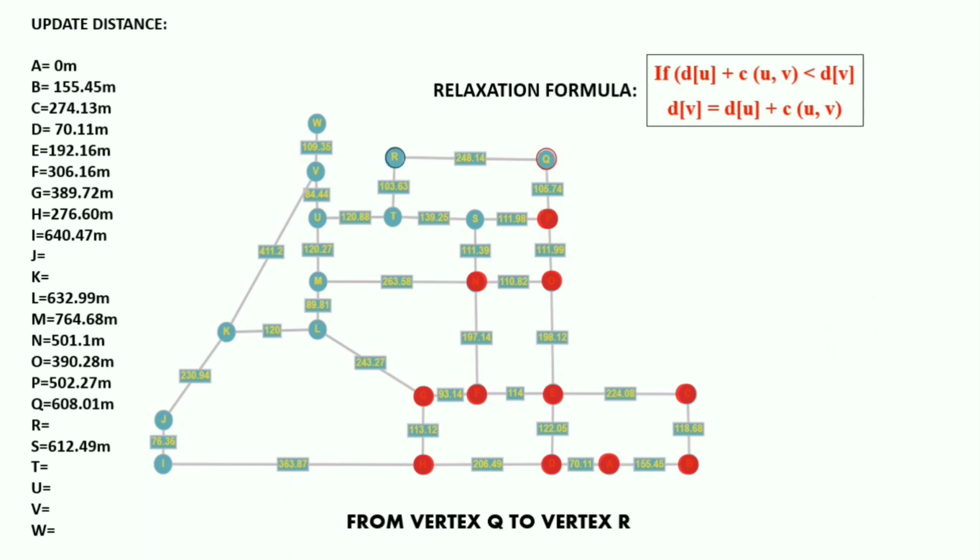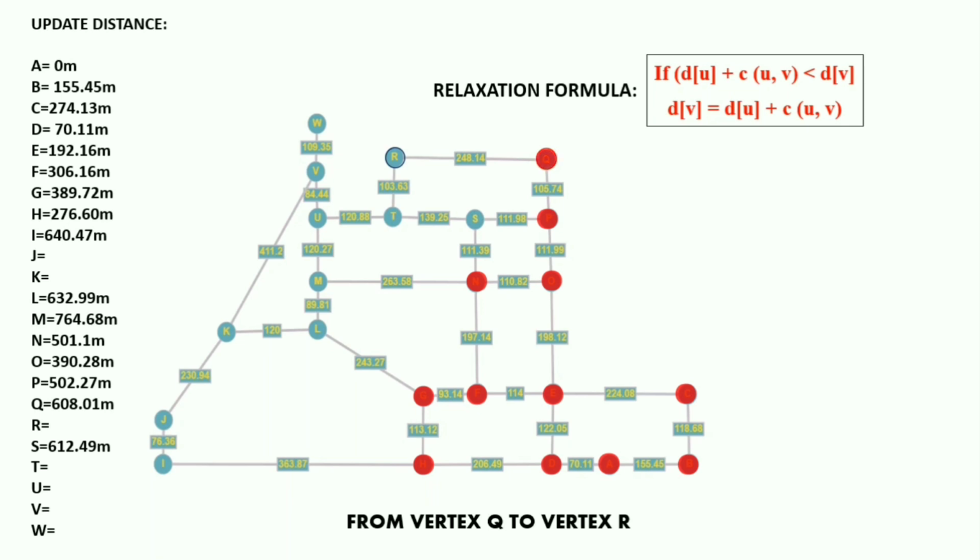So for now, if we find the shortest path among 632.99 meter, 764.68 meter, 640.47 meter, 612.49 meter, 608.01 meter, and infinite for all other remaining vertex, the shortest path is 608.01 meter. So we will pick vertex Q.